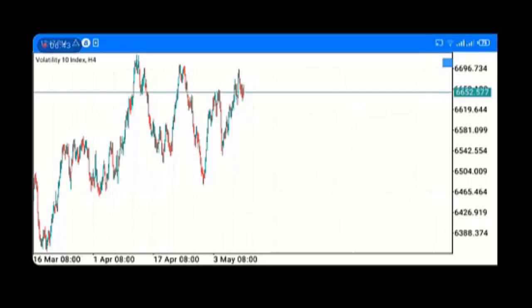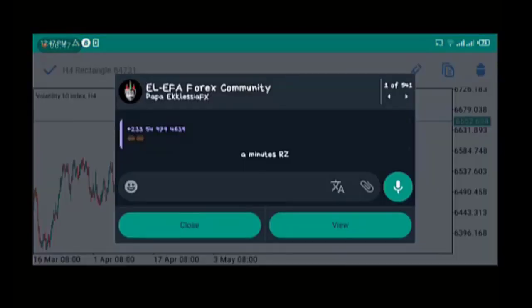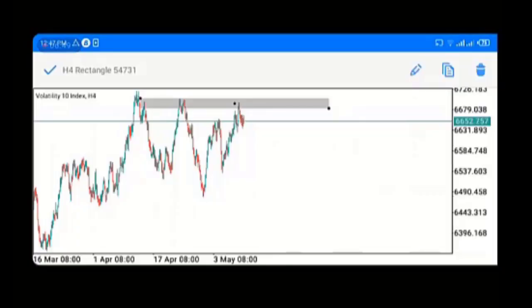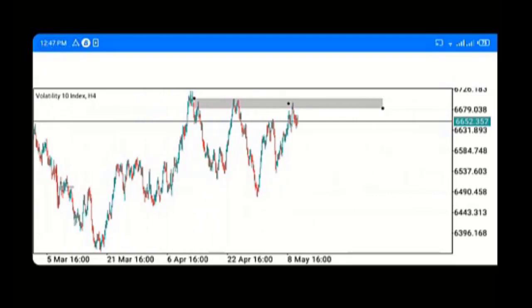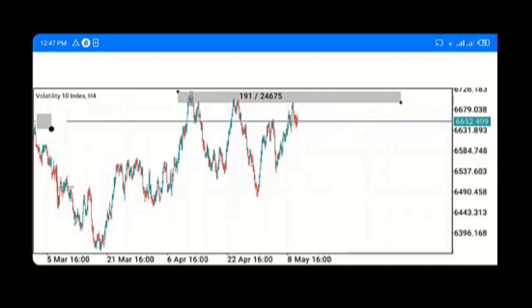You can use this box to draw your support and resistance line. You can also change the color if you want. You can use this color. So you can see that the market has been respecting this particular area. The market came down massively, and this is what we have.